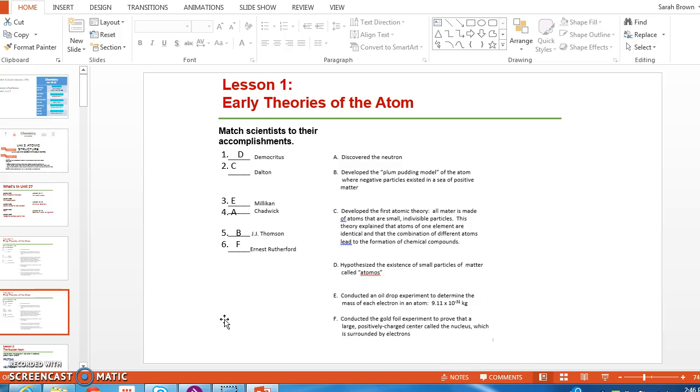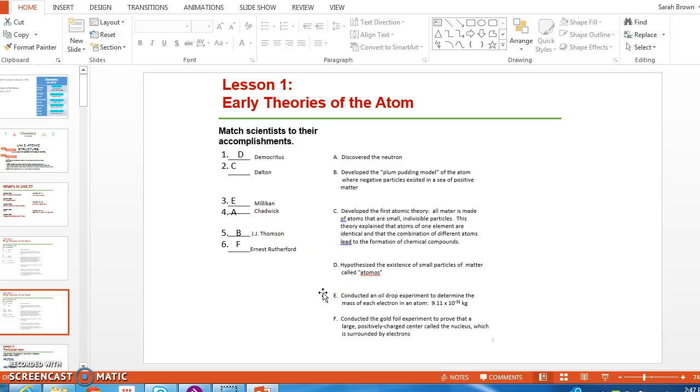Good, so here are the answers right here. Letter D was Democritus. Remember that Democritus was the first scientist that we talked about. He hypothesized the existence of small particles of matter called atomos. Dalton was C. Remember, he developed the first atomic theory, where he stated that all matter is made of atoms that are small, indivisible particles. This theory explained that atoms of one element are identical and that the combination of different atoms led to the formation of chemical compounds.